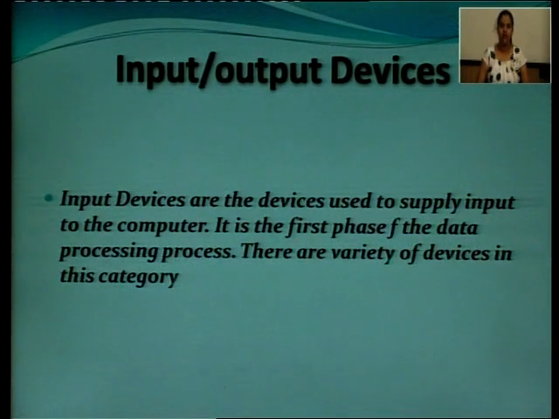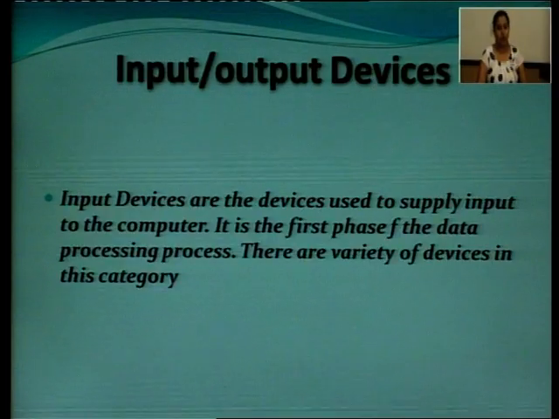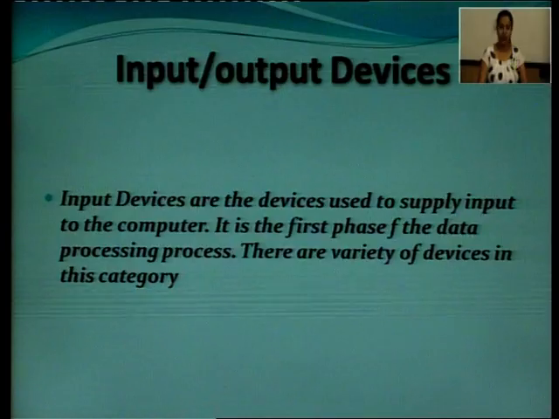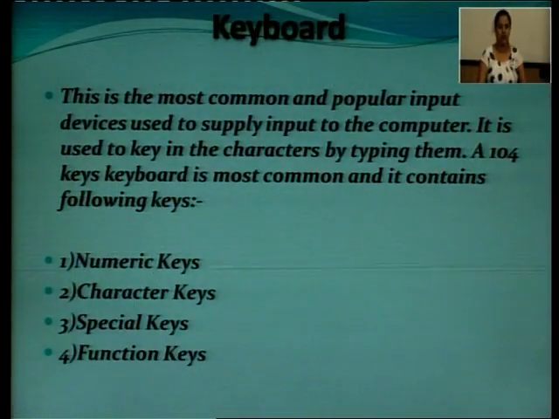Then come the input output devices. We all know what input output devices are, but input devices are the devices used to supply input to the computer. It is the first phase of the data processing process. There is a variety of devices in this category which we call input devices. As we all know, keyboard, mouse, we are all using them, they help us to input our data to the computer. Here are some examples of input devices. The very first example is the keyboard.